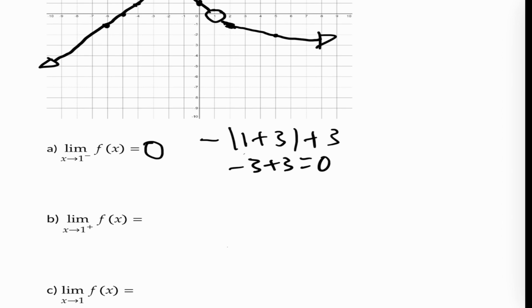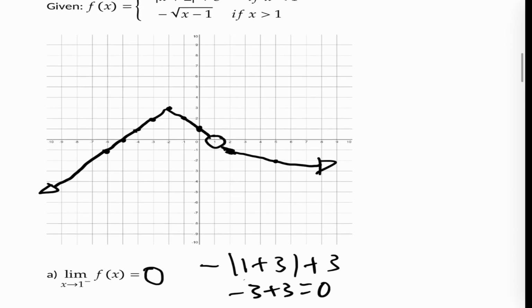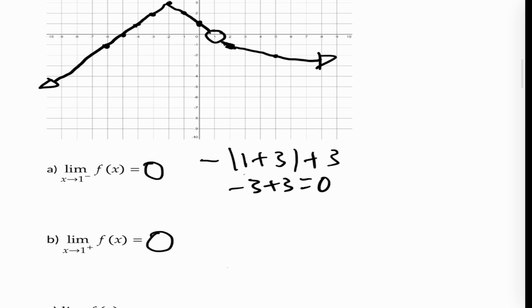Let's move on to the next one. Limit x approaching 1 from the right side. From the right side, it approaches 0 as well, so our answer will be 0. Let's do the same thing we did in A. Let's plug in 1 into this equation, since our domain is x greater than 1 and we're approaching from the right side. So we'll want to use this equation. This will also get us 0, so it fact checks our answer from the graph.